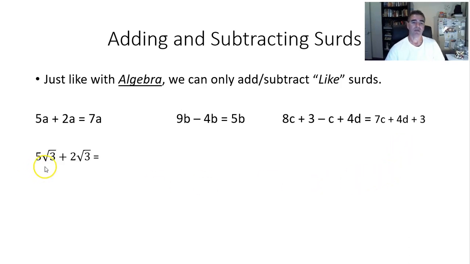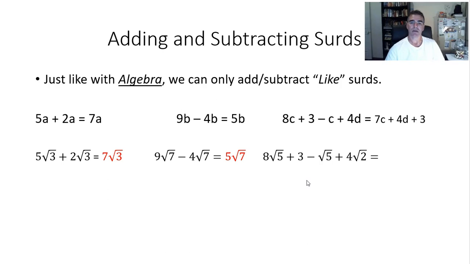So 5 root 3 plus 2 root 3. I've got 5 of them plus another 2 of them, then we've got 7 of them. So 7 root 3. Our next one: if we've got 9 root 7 minus 4 root 7, so 9 of them minus 4 of them gives me 5 of them, so 5 root 7.